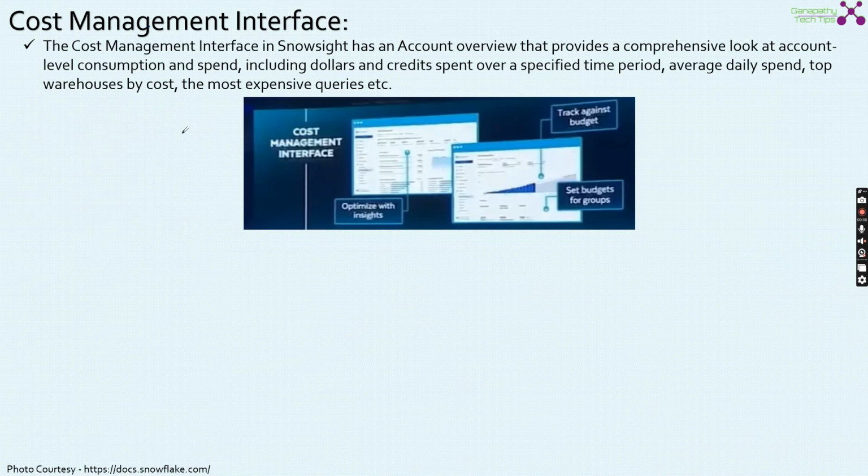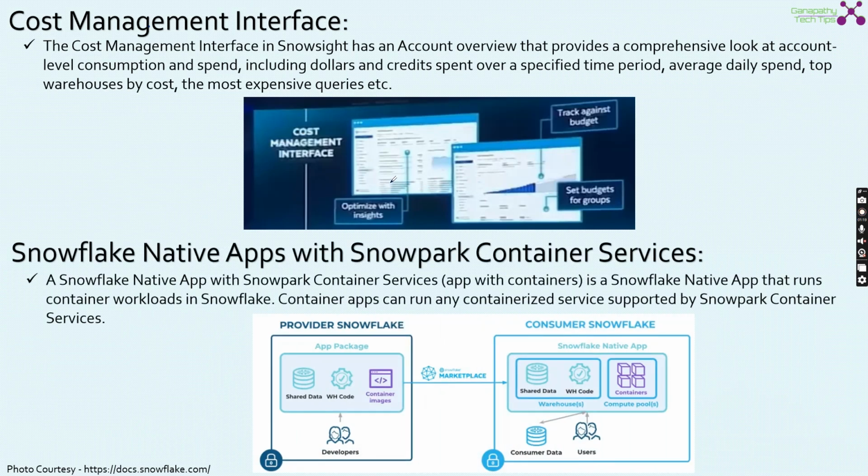The cost management interface in Snowsight has an account overview that provides a comprehensive look at the account level consumption, spend including the dollars and credit spend over a specific time period, average daily spend, top warehouses by cost, and most expensive queries, etc. So this is the single stop place where you can go and understand which one is queuing your system, which one is consuming more cost, which specific warehouse is consuming more cost, what are all the long running queries. All the details are available there in the boxes. Set budgets for groups, track against the budgets, optimize with insights. All the details are available for you using the cost management interface.